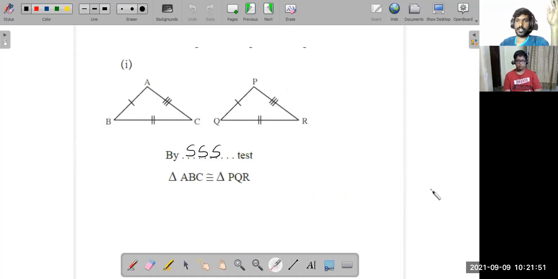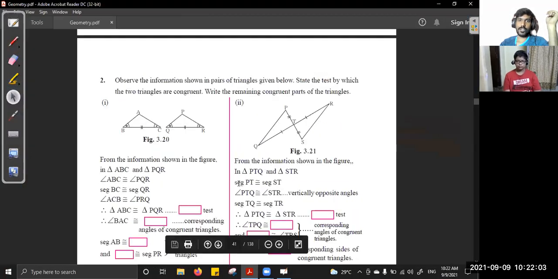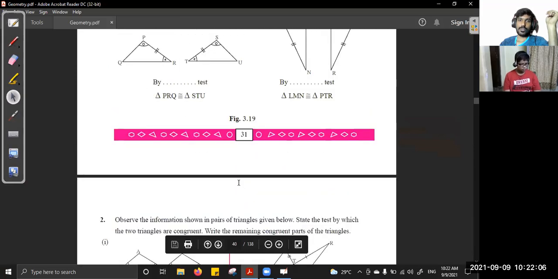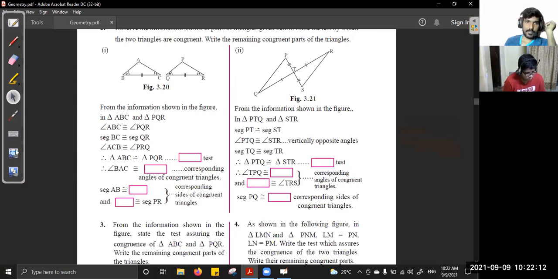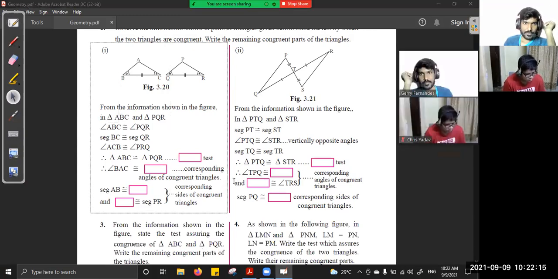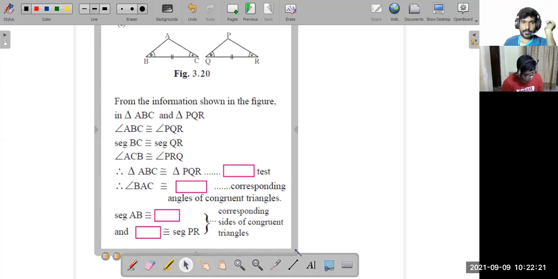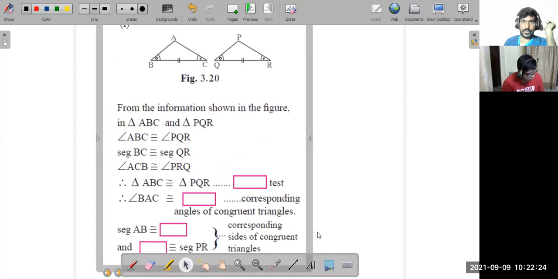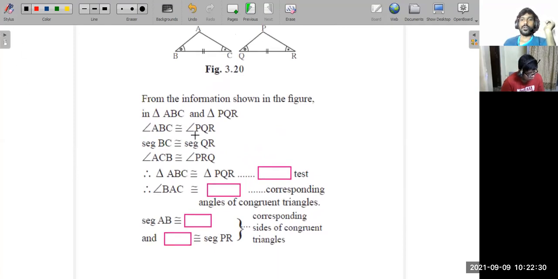Then we did the first exercise, the first three sums we did. So we'll do now the second part. The second one says the activity, you have to complete this activity. So let me do the first one. Two triangles are given to you. You have to complete this following activity.